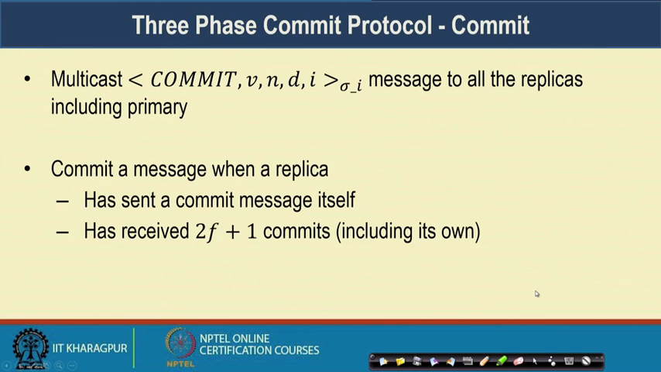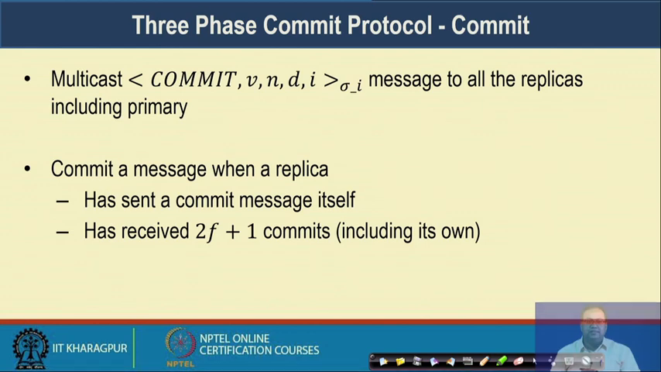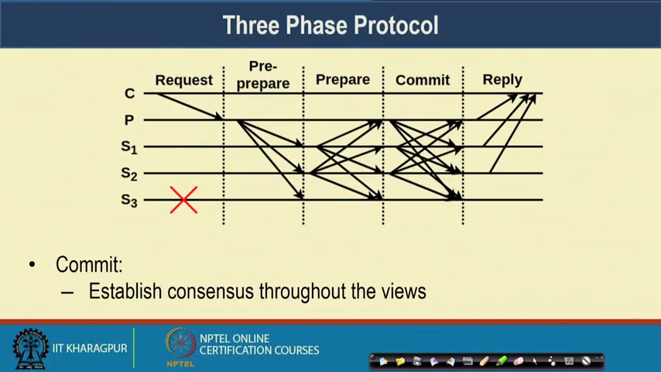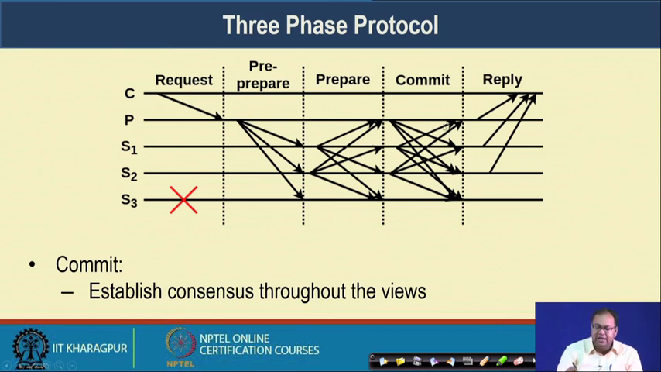At the end, every node multicasts the commit message to all the replicas, including the primary. Whenever you have received 2f plus 1 such commit messages, and f plus 1 of them form the majority decision, it can decide whether the request sent by the client has been accepted or not, because you are getting that majority voting. So, that is the final commit message. After getting the commit message, every individual node takes its decision and sends the reply back to the client.